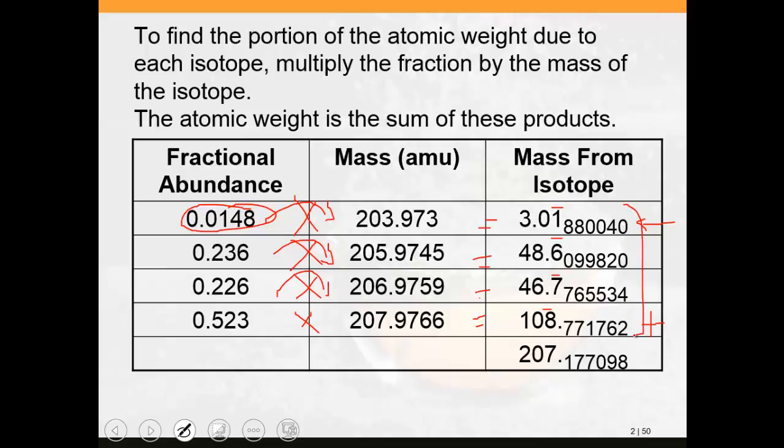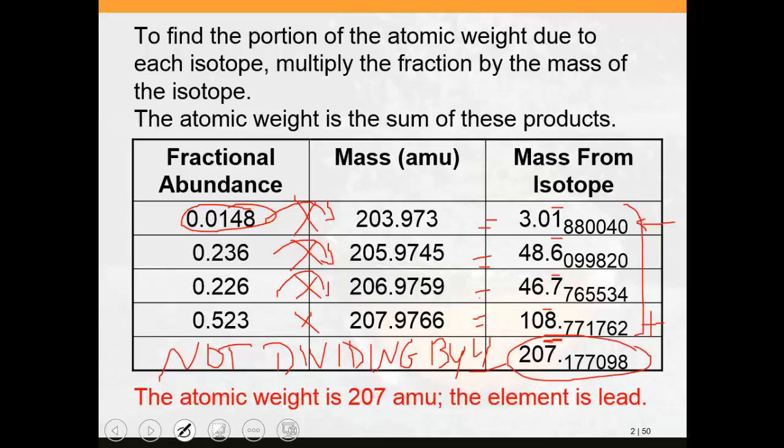Now, I am not dividing by 4, because we are doing a weighted average, not an average. So the percent abundance times the mass of the isotope, and then just add those numbers up. So the mass of the isotope is 207, and we know it to the 1's decimal place, so it'll round off to 207 AMUs. If we were to look up this mass on the periodic table, the element that is closest to this mass is lead, and it has the symbol Pb.